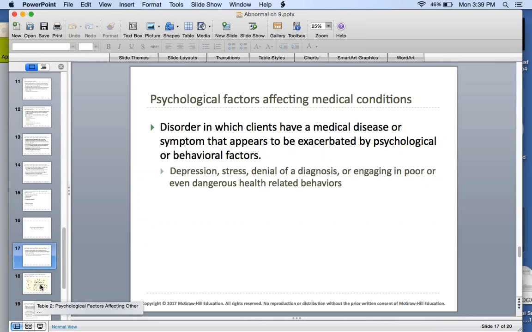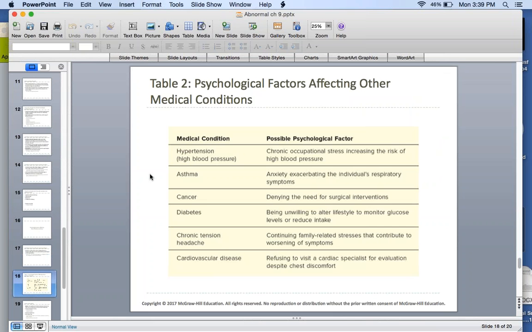Now, we'll get to these. So hypertension, we may see chronic occupational stress increasing the risk of high blood pressure, right? Increasing the risk. Asthma, anxiety can cause this to be worse. Cancer, denying the need for surgical interventions. Diabetes, we work with when we're unwilling to alter lifestyle. We're unwilling to monitor glucose levels. So that is when we work with people with diabetes. The biggest thing is compliance. And there are people that are just unwilling to comply to do the things that they need to be doing. Chronic tension headaches, definitely stressors are a big piece of that. Cardiovascular disease, refusing to visit a cardiac specialist, things like that.